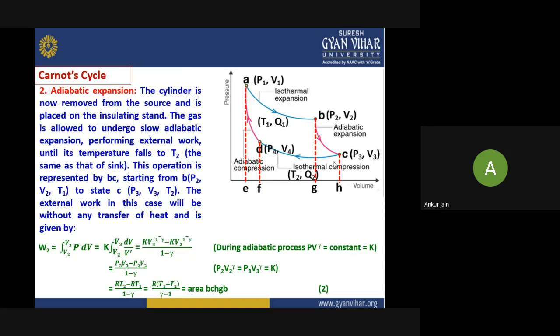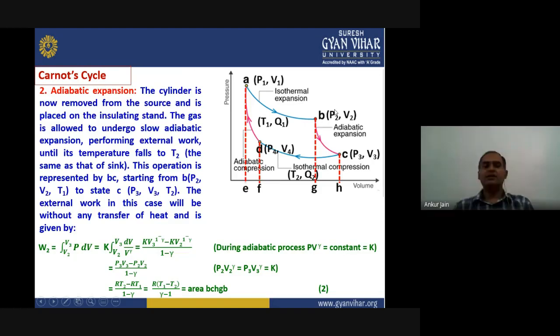In this part, there is no heat transfer, so the work will be given by, again, W2 equals the integration within limits V2 to V3 of P dV. Now we can write it from adiabatic expansion. We have already derived the equation PV to the power gamma equals a constant. Here we consider that constant to be K. So if we replace the value of P by this equation, it becomes K upon V to the power gamma.